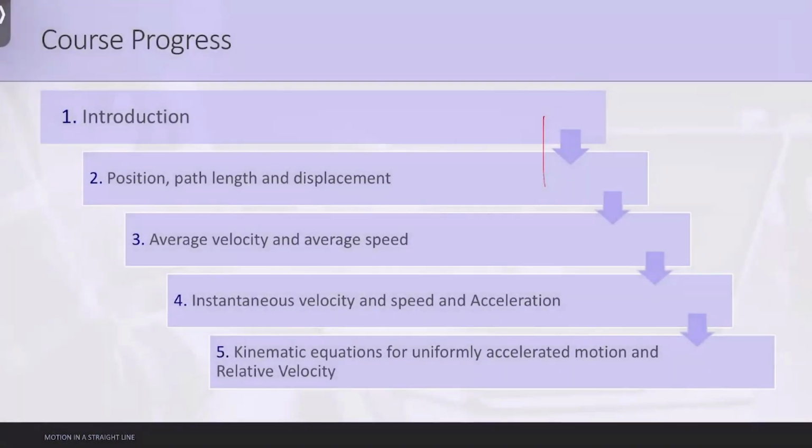So the course progress for you. Right now we are on the fifth concept, that is kinematic equations for uniformly accelerated motion. We have completed the introduction part, position, path length and displacement, average velocity and average speed, and instantaneous velocity and speed, and acceleration. After the kinematic equations, we'll move on to relative velocity, and that will be the end of this chapter.